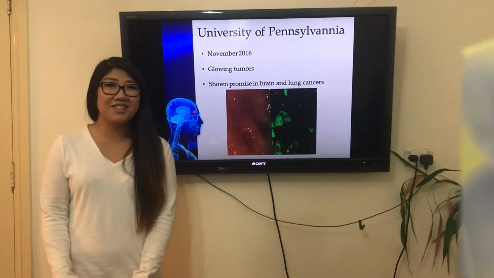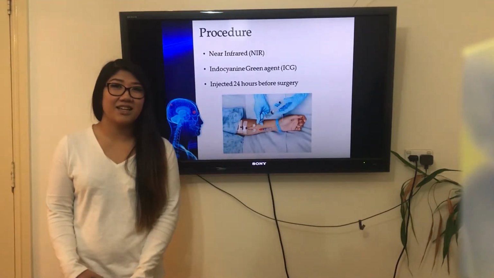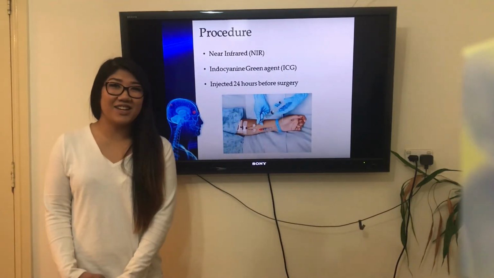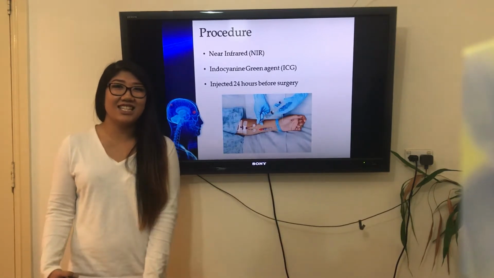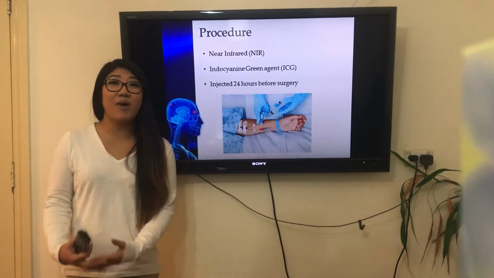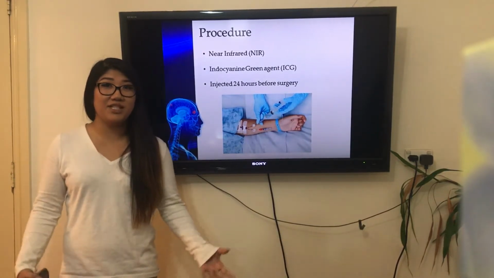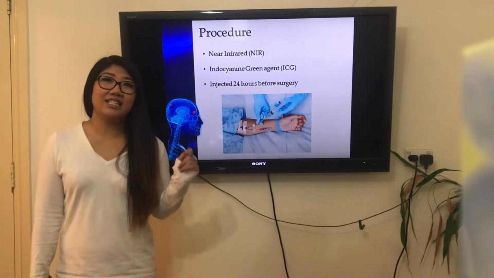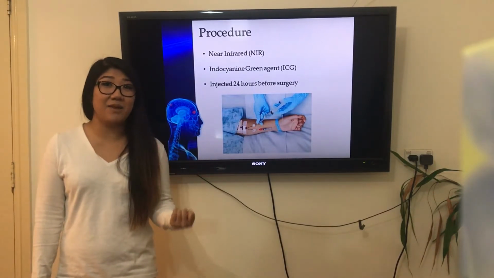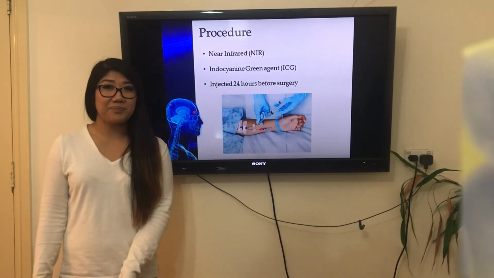This has shown promise to patients with brain cancer and lung cancer. The technique uses near-infrared or NIR imaging and the contrasting agent is indocyanine green or ICG, which glows bright green under the NIR light. The indocyanine green agent was first developed during World War II as a dye in photography and in 1958 was approved by the US Food and Drug Administration for use in medicine.